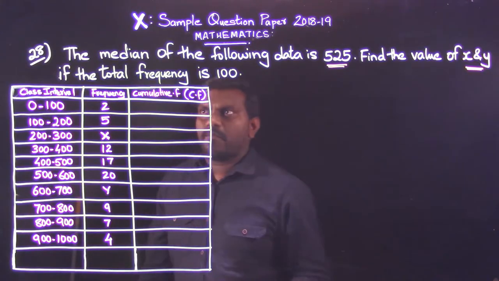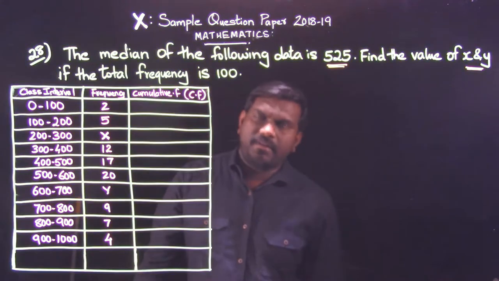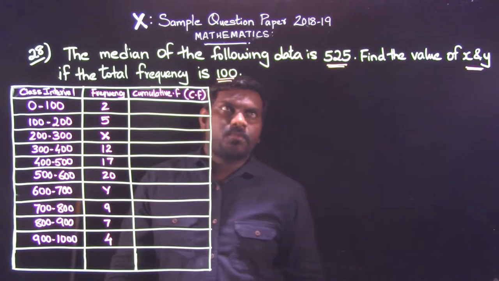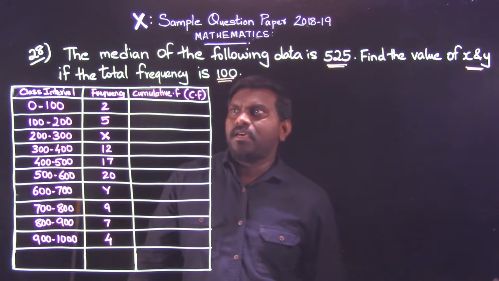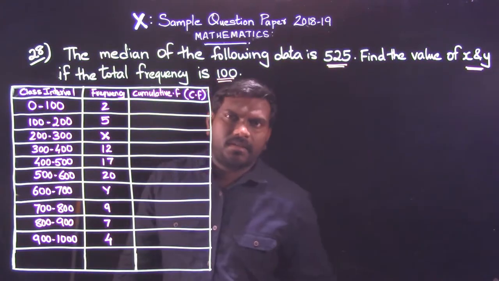The value of x and y if the total frequency is 100. So if the total frequency is given, what are you supposed to find here? You are supposed to find x and y, when the median is also given here.